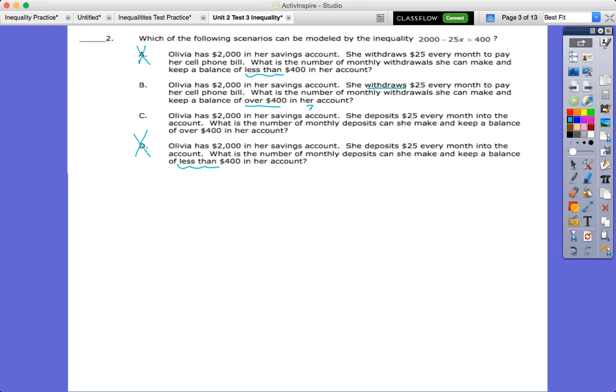Now let's compare B and C. The only difference is that B says she withdraws the $25 and C says she deposits the $25. If we deposit, we are adding to. If we withdraw, we are subtracting from. So we're going to use the one that says withdraw because we are subtracting. So answer choice B is the correct answer.